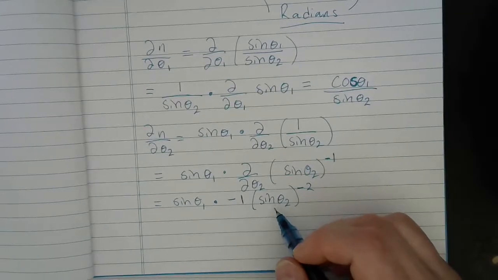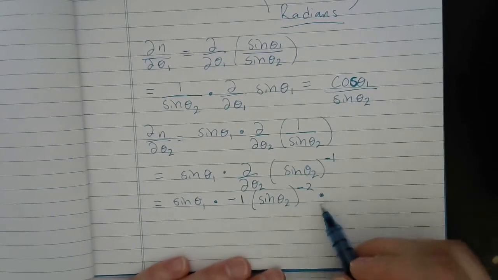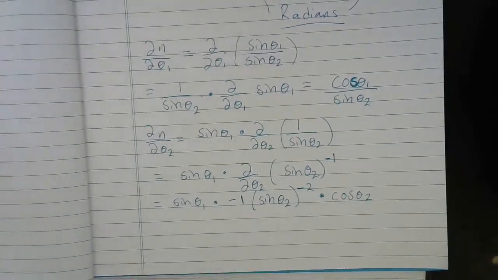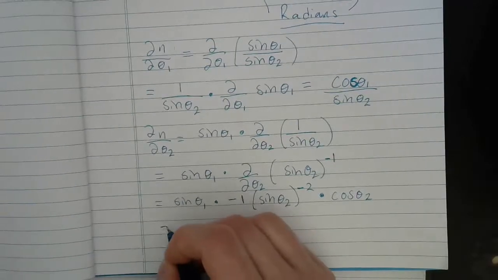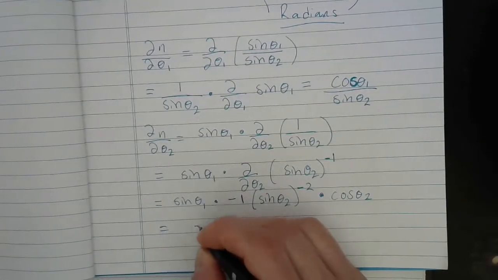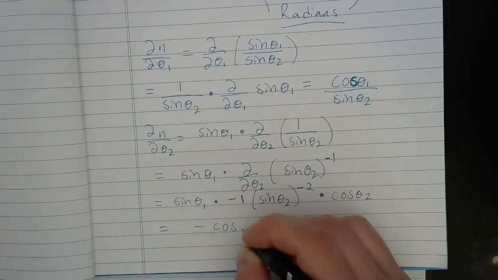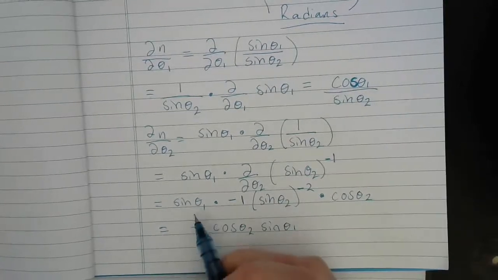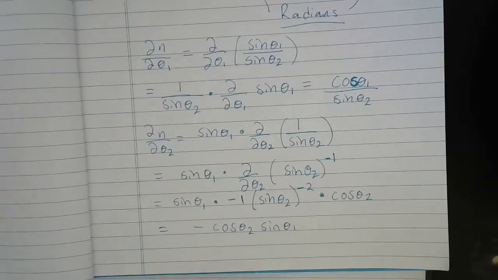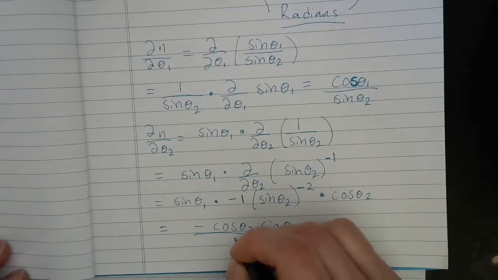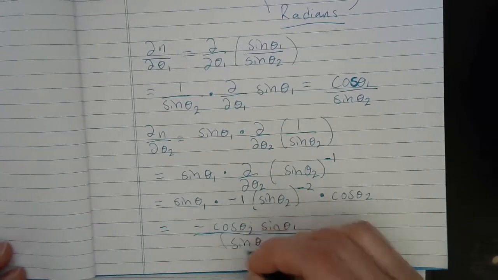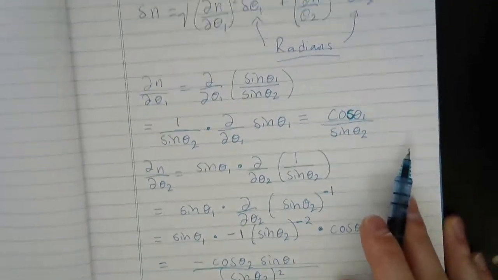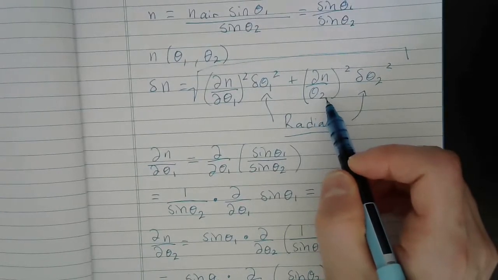And then we take the derivative of the inner function. So times the derivative of the inner function, which would just be cos of theta 2. So if we combine this all together, we end up with negative cos theta 2 times our sine theta 1, which was our constant that just stayed out in front the whole time. And then that is going to be divided by sine of theta 2 squared. So this is our second partial derivative, which belongs in this part of the expression here.